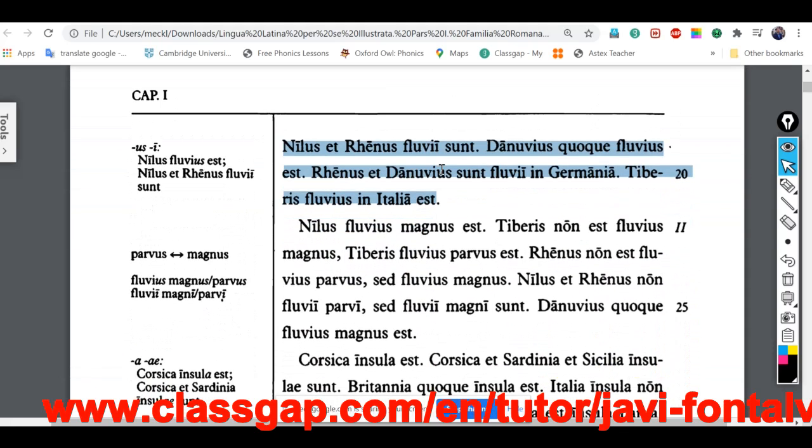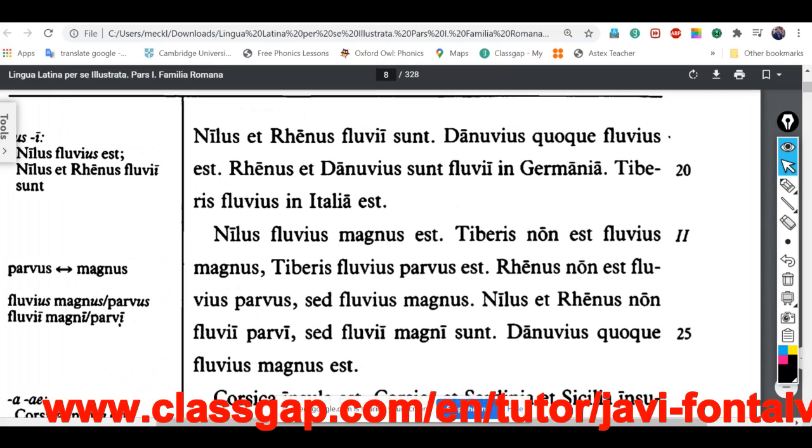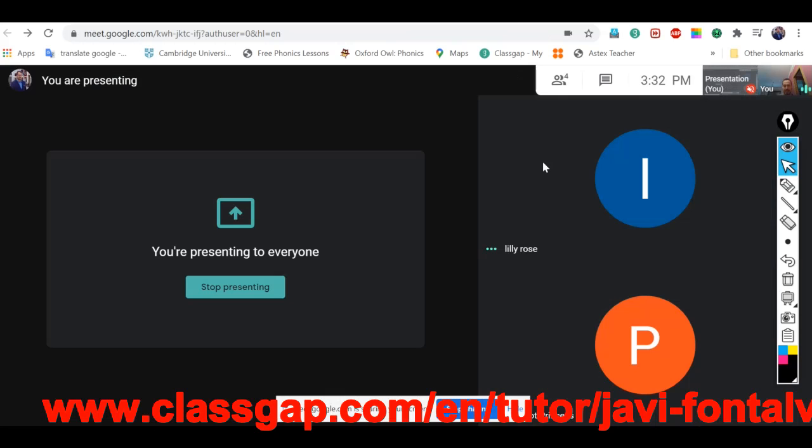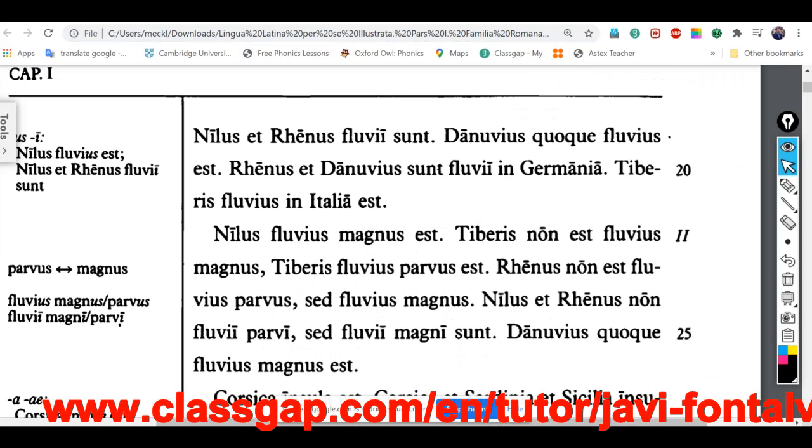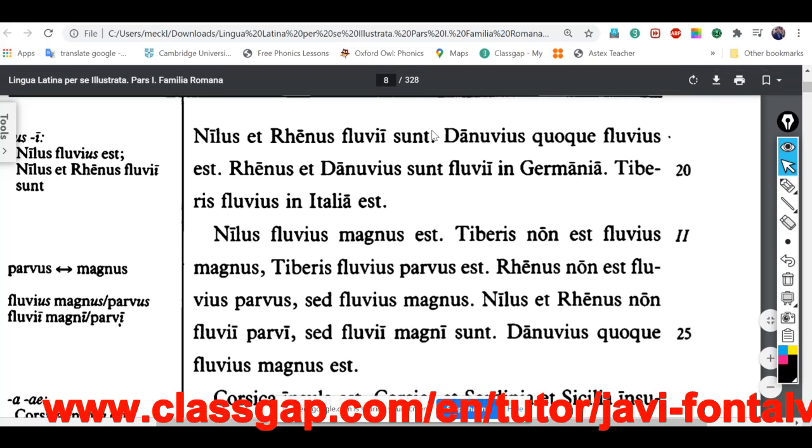Vale, este párrafo es para ti. Lili. Adelante. Lo siento. No pasa nada. ¿Ha entrado alguien más? No, no. Somos tres en total, incluyéndote a ti. Okay, so. Okay, there are three of us. Okay, vale. So, Lily, your turn.